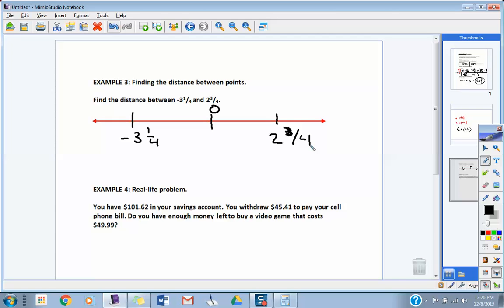Guys, from negative 3 1/4 up to 0, how much distance? 3 1/4. And then from 0 to 2 3/4, how much distance? 2 3/4. So couldn't I take 2 3/4 plus 3 1/4? Help me out with this. Notice the fourths right here. What's 1/4 plus 3/4 going to get you?